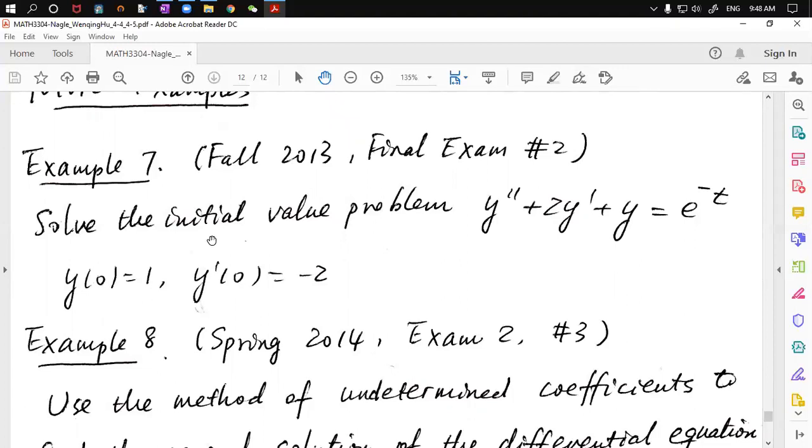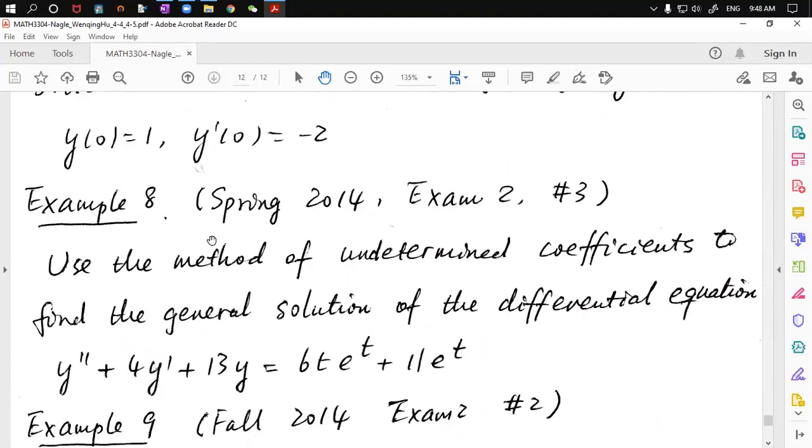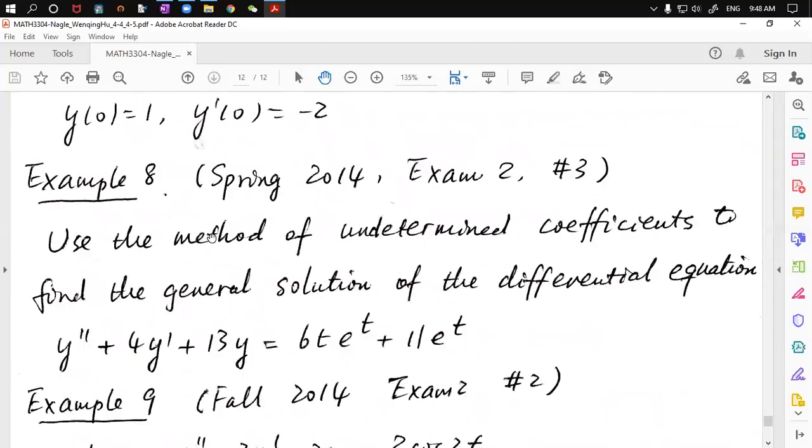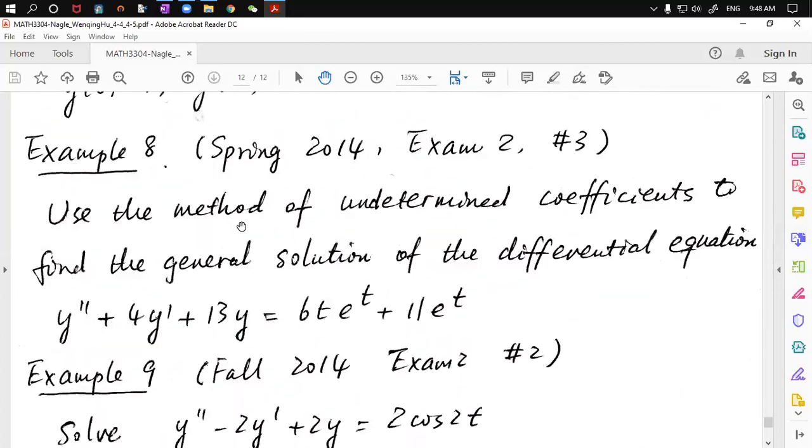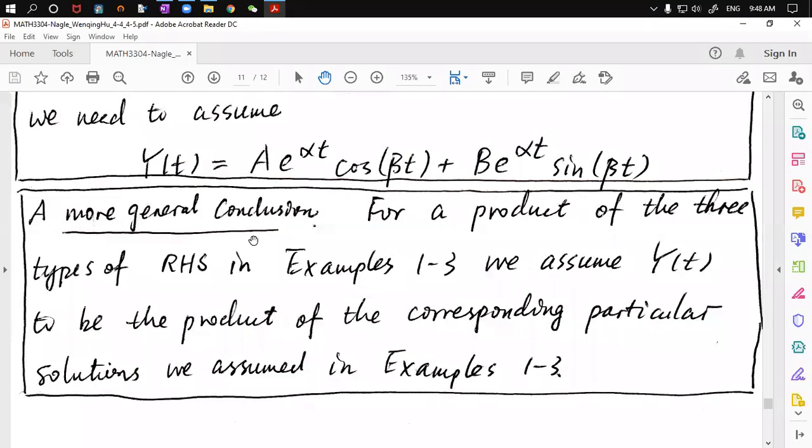So that's the method of undetermined coefficients, where I have a lot of examples left for you to practice. You must practice the method of undetermined coefficients until you get familiar with this method. This is a very important part of our lectures and will be tested on the exams. Okay, that's very important. That's all I want to say for the method of undetermined coefficients.